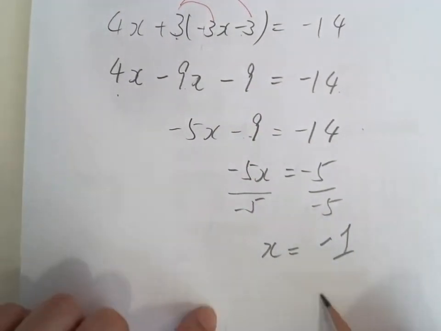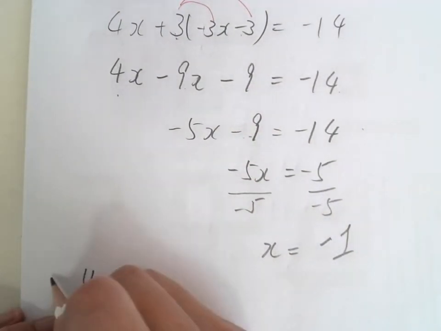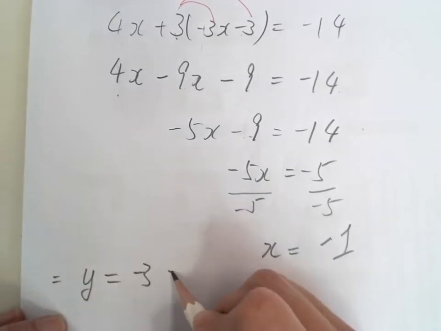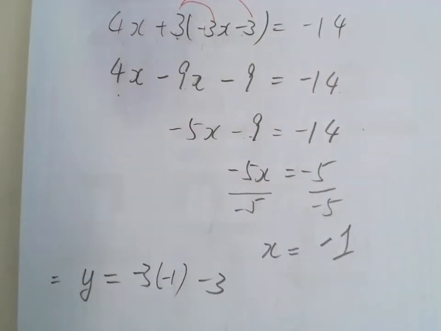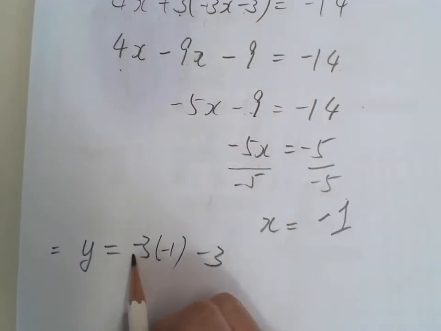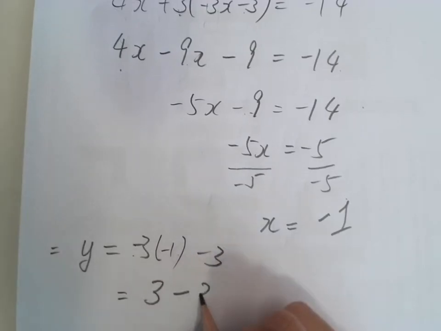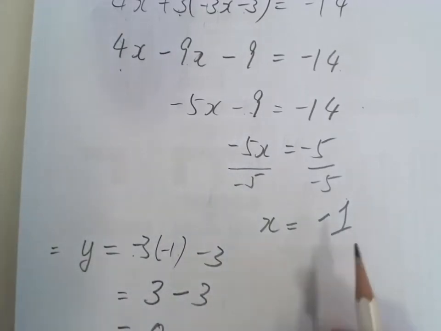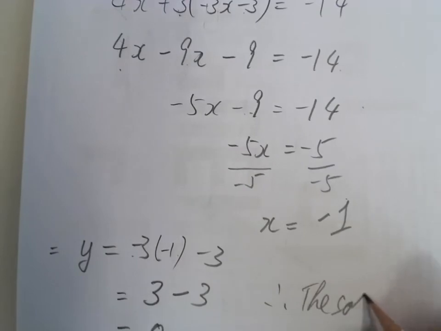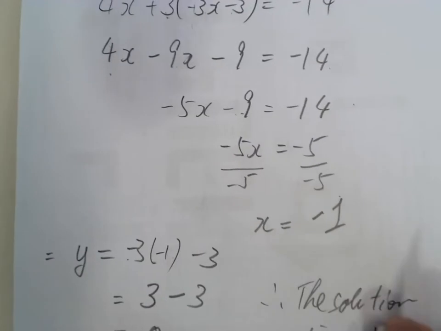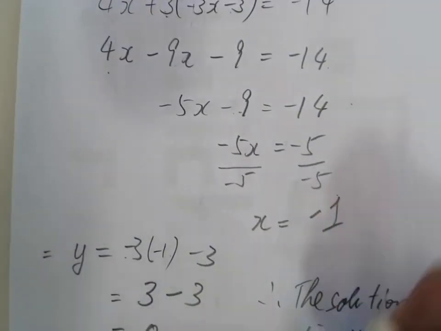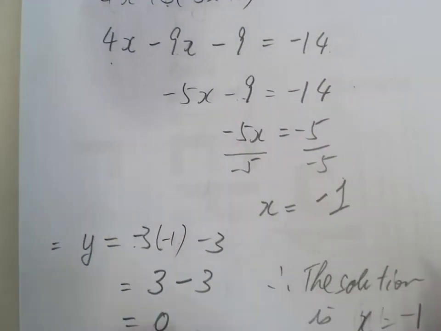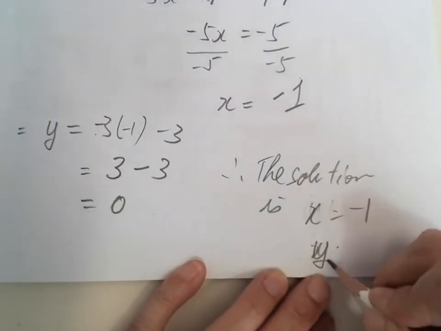But it's not finished yet. We need to find y too. So we put y equals negative 3x minus 3, yeah? So now we remove the x, we put negative 1 in because x equals negative 1. So negative 3 times negative 1 is 3. 3 minus 3 is 0. Therefore, the intersecting point, which is the solution, is x equals negative 1 and y equals 0.